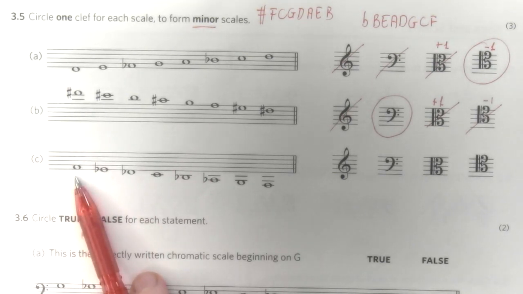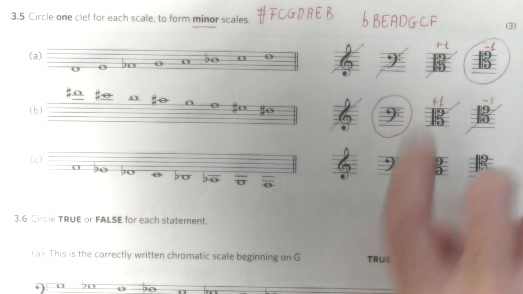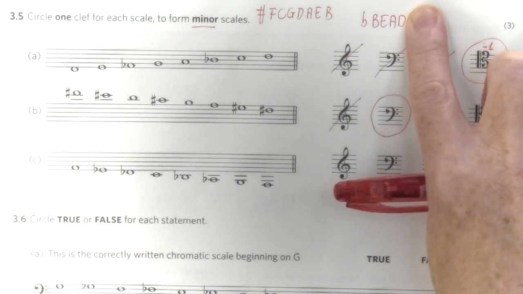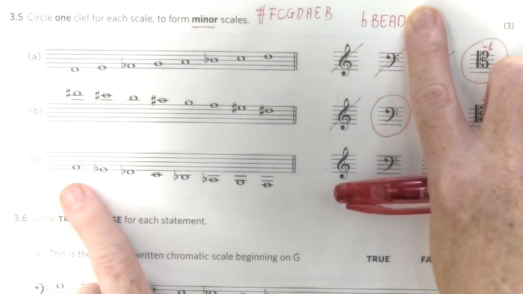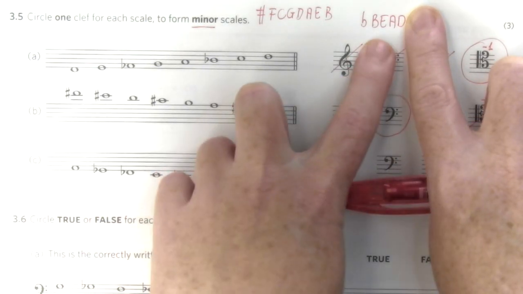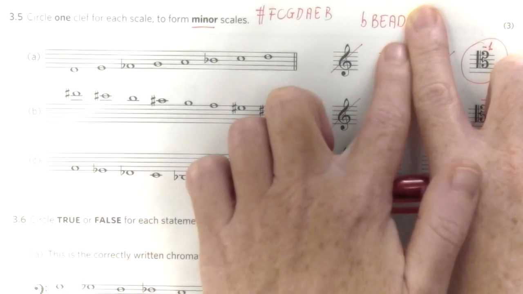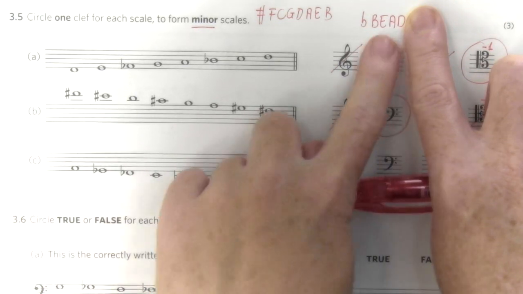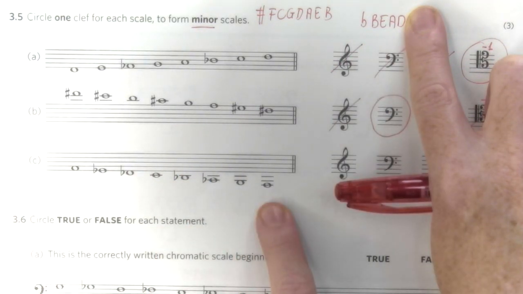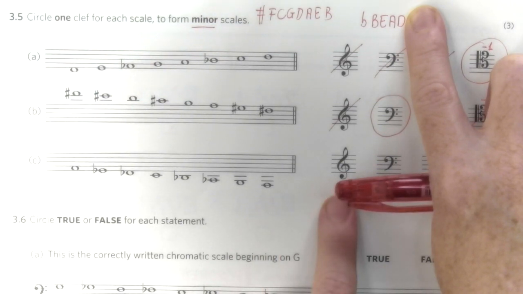F minor is the relative minor of A flat, and A flat has 4 flats because A flat is the penultimate flat in our key signature. So Fa, Mi flat, yes, Re flat, yes, Do, Si, B flat, yes, La flat, yes, Sol, Fa. So I think this is the correct answer.